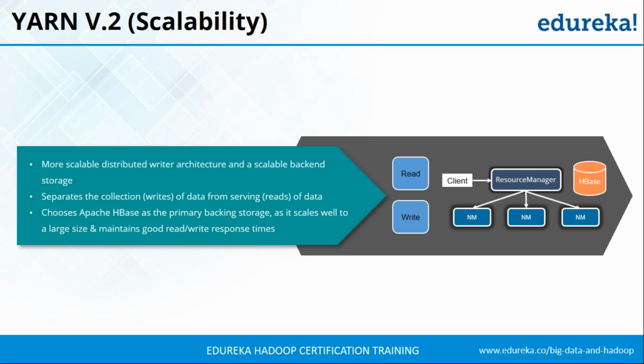YARN Timeline Service version 2 chooses Apache HBase as its primary backing storage, as Apache HBase scales well to a large size while maintaining good response times for reads and writes.